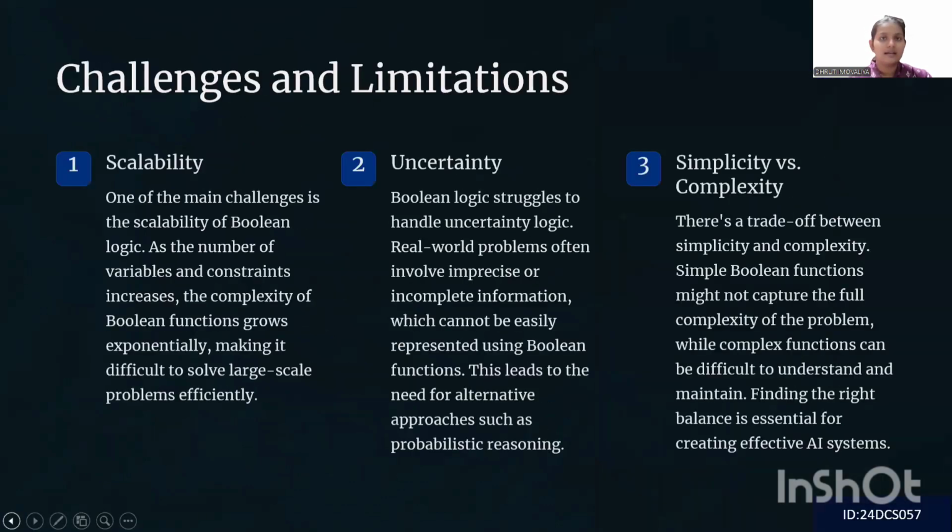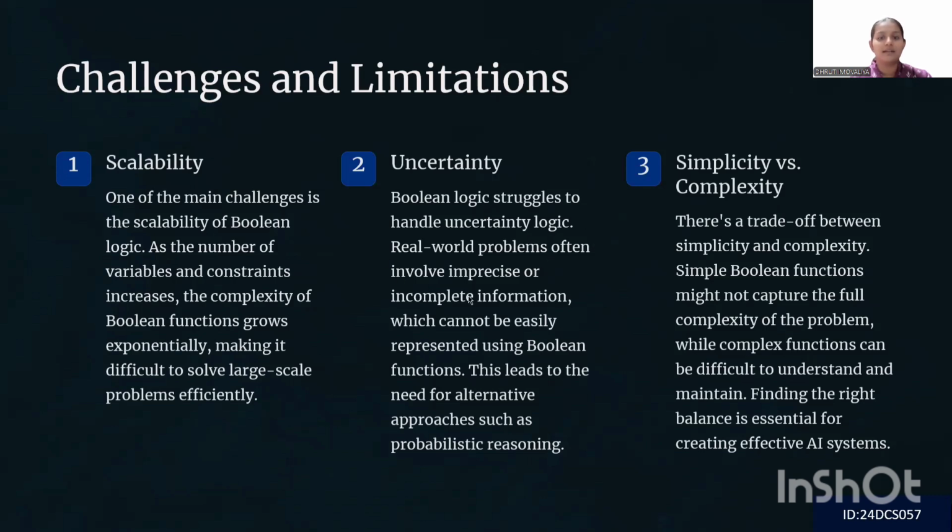Challenges and limitations. Here are three challenges and limitations. First is scalability, second is uncertainty, third is simplicity versus complexity. Now see scalability. One of the main challenges is the scalability of Boolean logic. As the number of variables and constraints increases, the complexity of Boolean functions grows exponentially, making it difficult to solve large-scale problems efficiently. What is uncertainty?